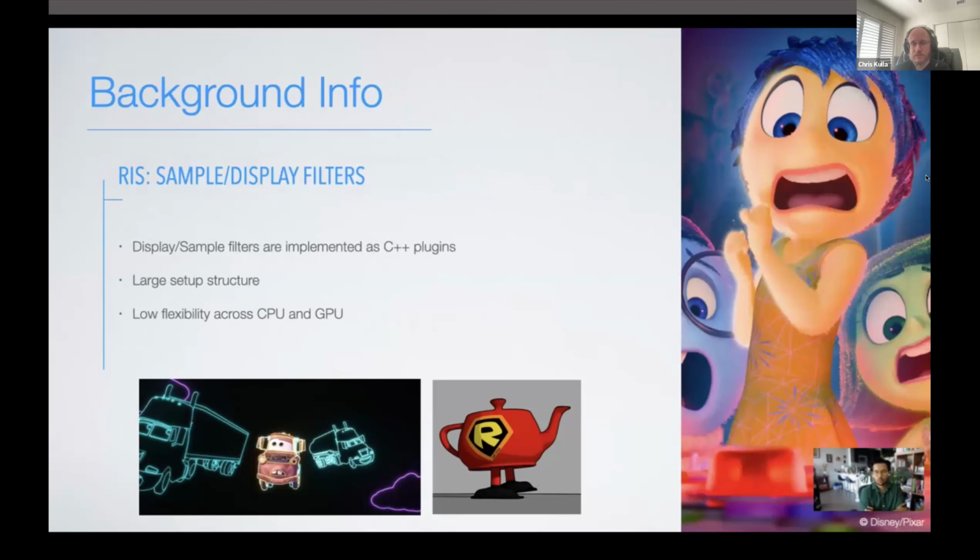Okay, so why did we switch from C++ plugins, which our previous renderer, RIS, has already been using? Why the need for OSL? Well, that's a good question. There's a couple of things. One of them being that there's a large setup structure for the C++ plugin. Two, since XPU needs to work on multiple hardware, that poses a difficult problem for C++ plugins. There is low flexibility to move the same code over to the device.